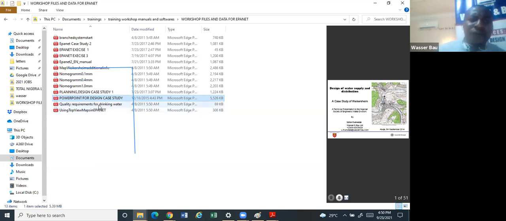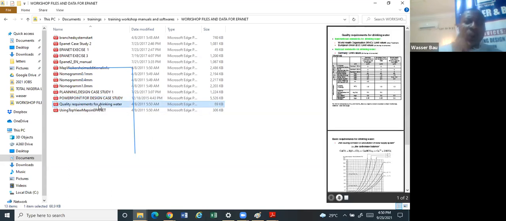The next folder is your drinking water requirement. He mentioned it again. Okay, in selecting your water source, there are criteria that you use to select your drinking water source, because the quality of your raw water determines the treatment process you will adopt.